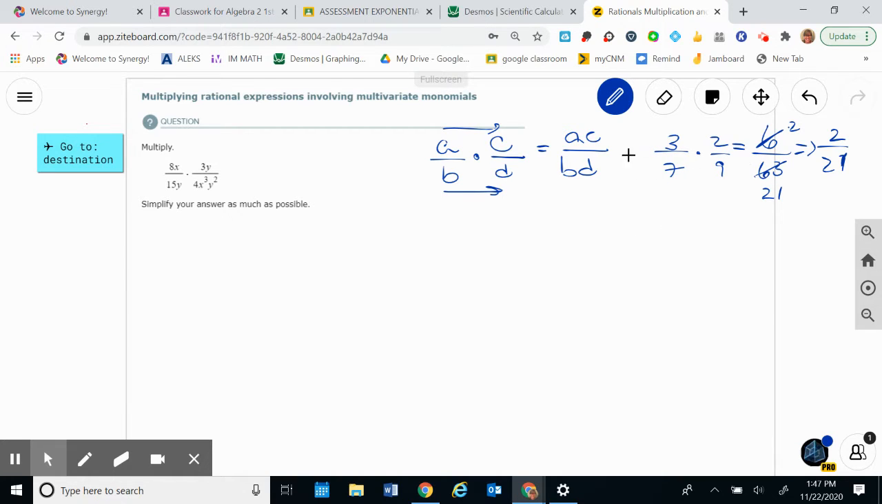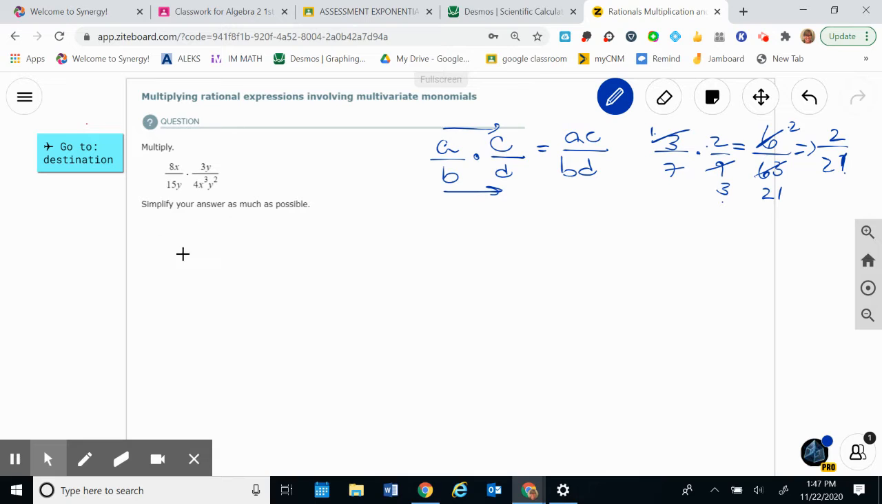It's faster though if you can reduce ahead of time. So in other words, right here, I could have said 3 goes into 3 one time and 3 goes into 9 3 times. 1 times 2 is 2. 7 times 3 is 21. See how I jumped to the answer and I didn't have to reduce later?